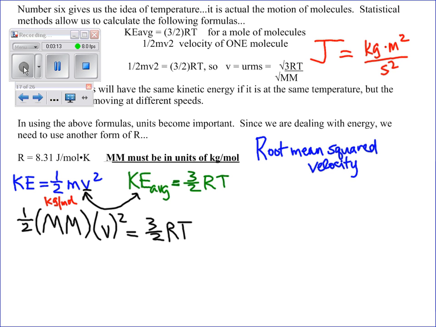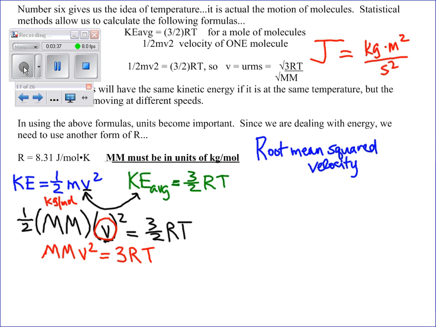Now our goal is to isolate the velocity variable. So what's the first thing we want to do? We're going to multiply each side by what? 2. So then we end up with molar mass times velocity squared is equal to 3 RT.